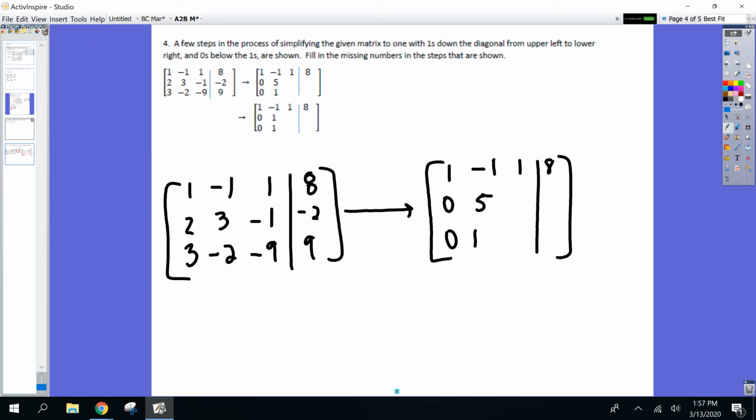Okay, anybody want to give me the rule for how you did 2 into a 0? -2 times row 1, then plus row 2. Good. Everyone right now, go ahead and finish row 2. Nice job on the rule.